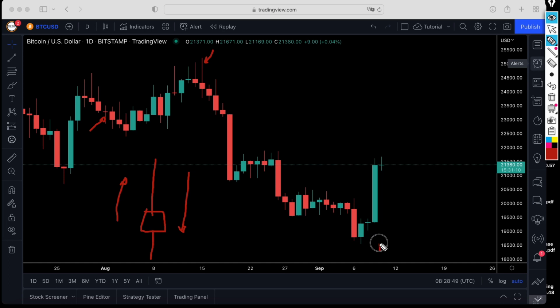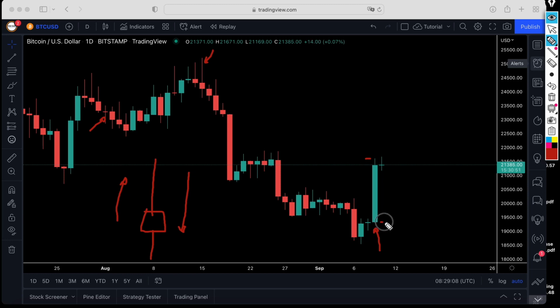But when you look at a candle like the one we had for the previous day, we can see that the low of the market was just above 19,000, and then the price closed somewhere around 21,380 US dollars, which is almost equivalent to the high of yesterday.